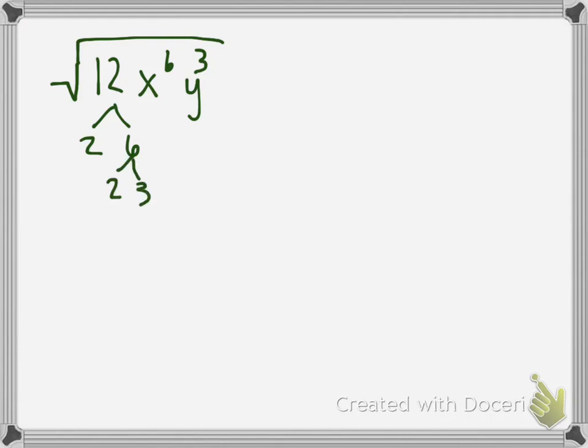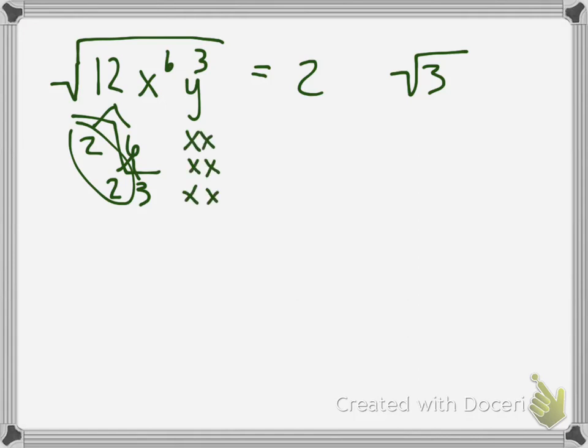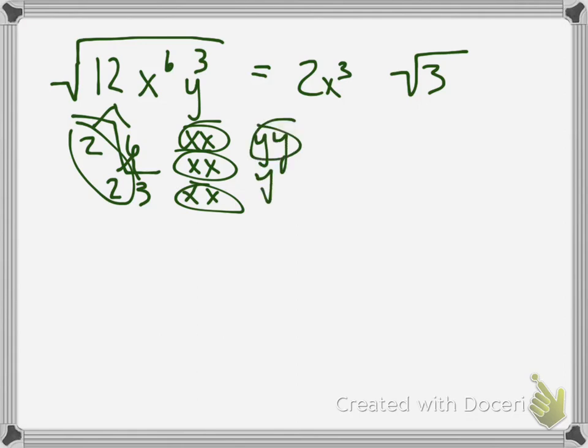So what do I have a pair of? 2s. What do I have left over? 3. X to the 6, that's 3 pairs of x's. Notice, boom, boom, boom, 3 pairs of x's. X cubed is on the outside. Y cubed is 3 y's. That means I only have 1 pair that goes on the outside, and I have 1 left over that stays inside. Bam! Mind blown.